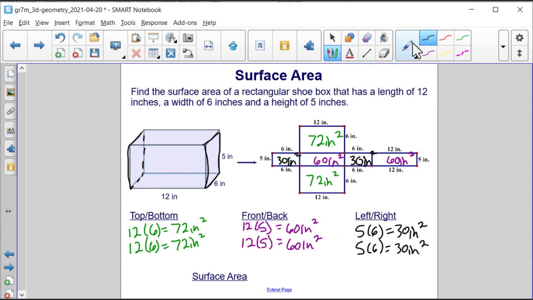And then to calculate the entire surface area, we are going to add all of these values together. So we have 72 plus 72 plus 60 plus 60 plus 30 plus 30. And when we add these values up, we will get 324 square inches.